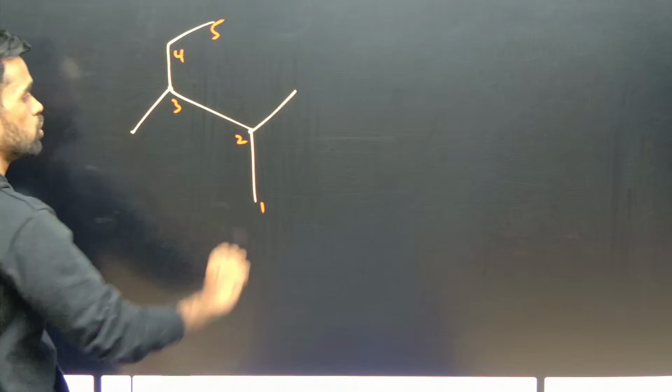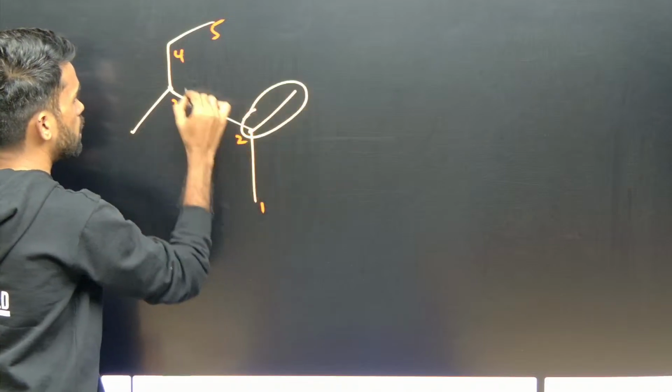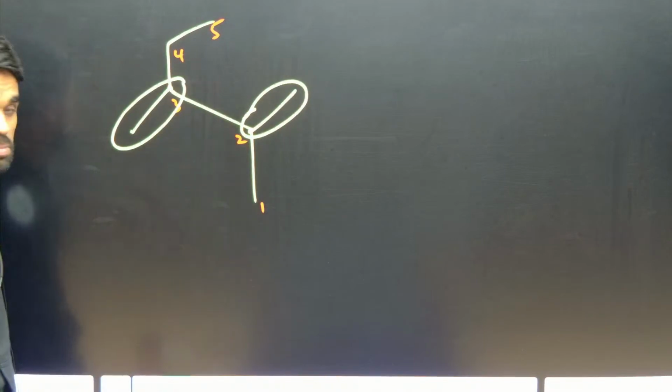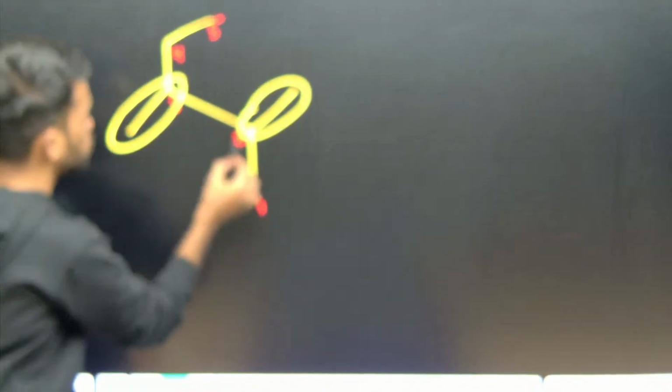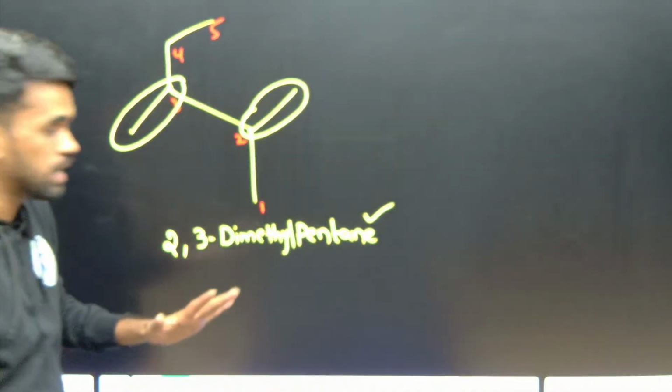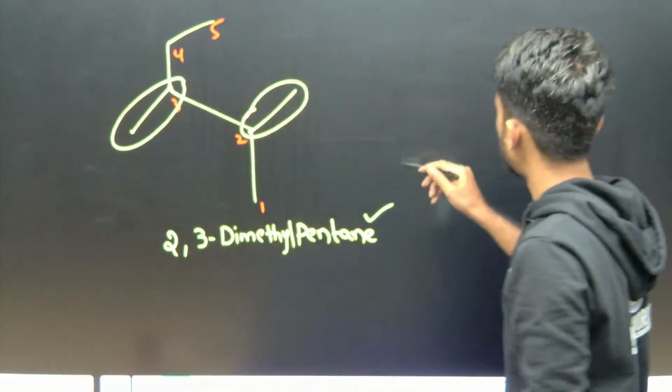Now on the second position and on the third position we have methyl groups. Now what are the positions of that methyl? 2, 3. So you can simply write 2,3-dimethyl, and this is a 5 carbon chain, a 5 membered chain. So dimethylpentane, that's it. This is the IUPAC name of the given compound. Hope this is clear. Now let me write one more thing here.